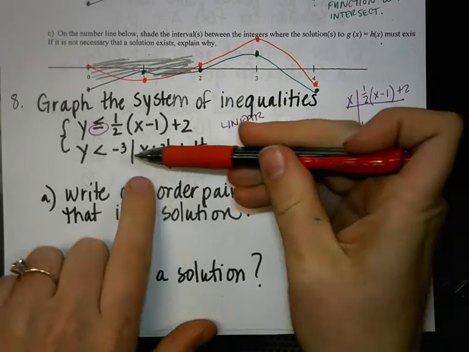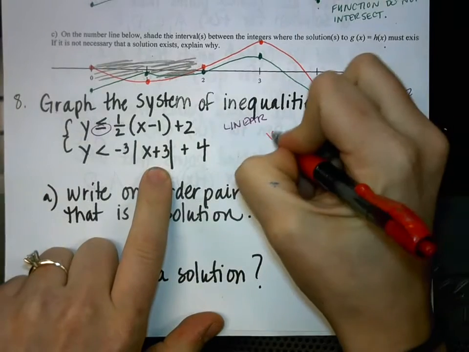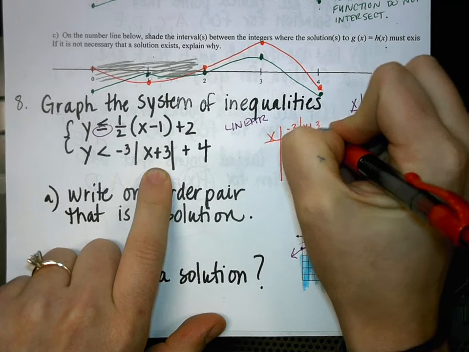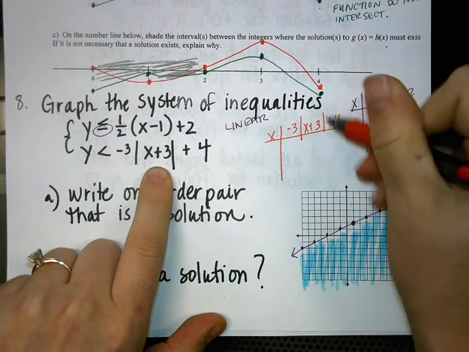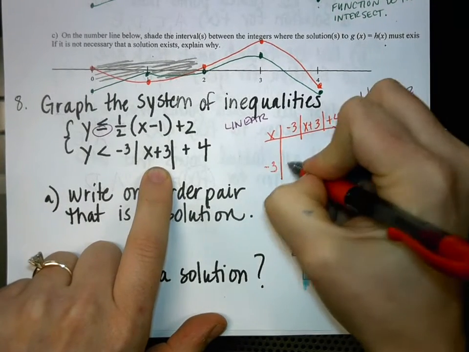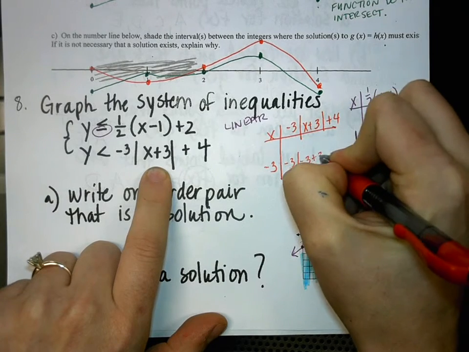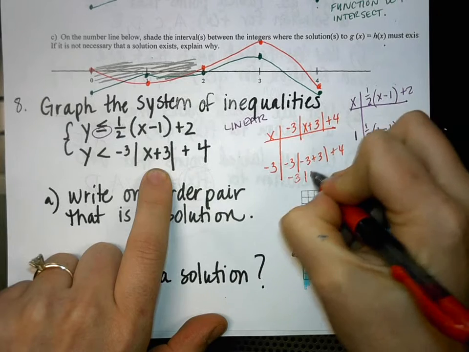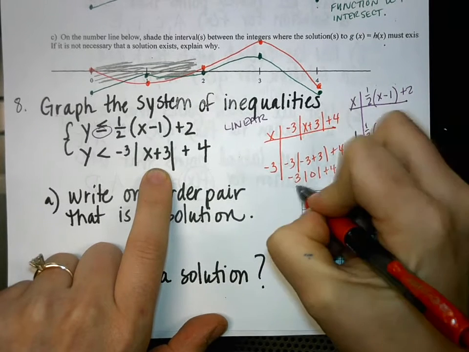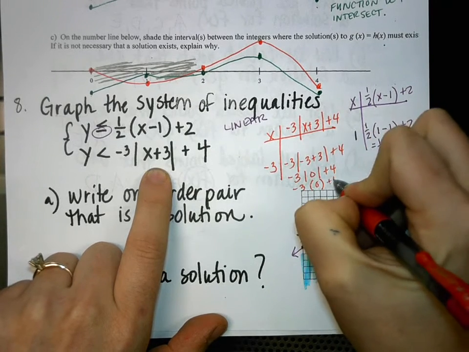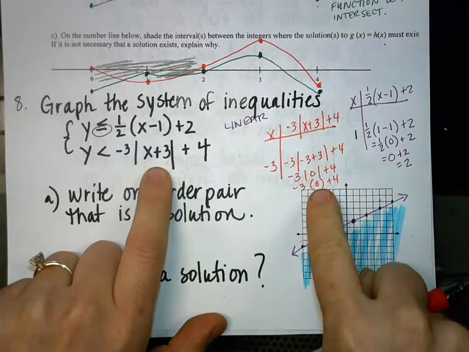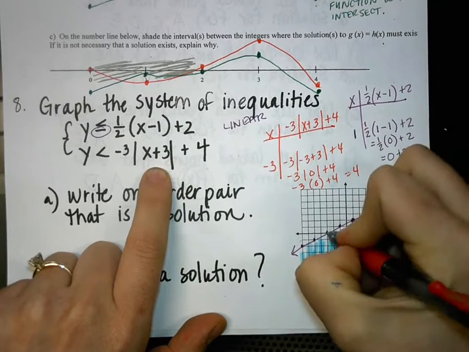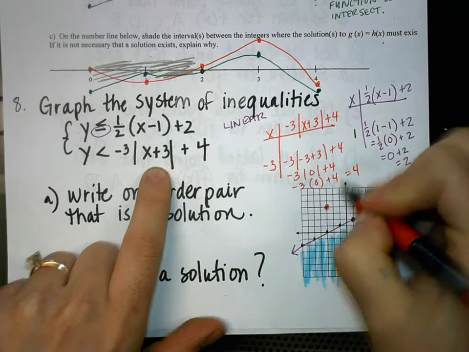Okay, now I'm going to graph this absolute value function. The best number to plug in here is the number that makes whatever's inside the absolute value equal to 0, so -3. So -3 plus 3 is 0. The absolute value of 0 is 0. Then I can do multiplication. 3 times 0 is 0. 0 plus 4 is 4. So -3, up 4. You can also do that based off of your translations.